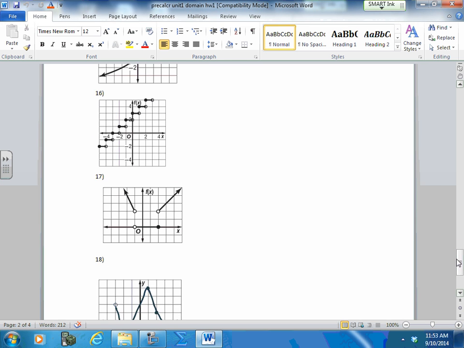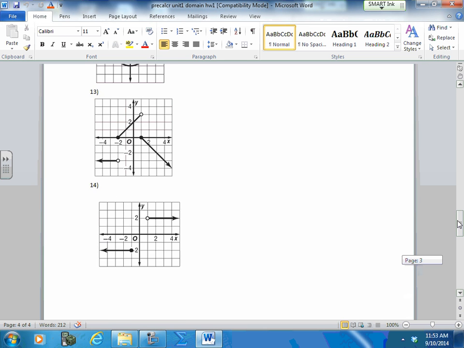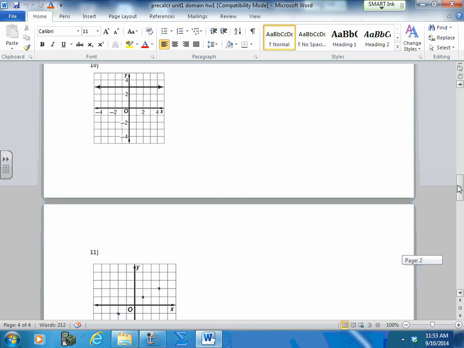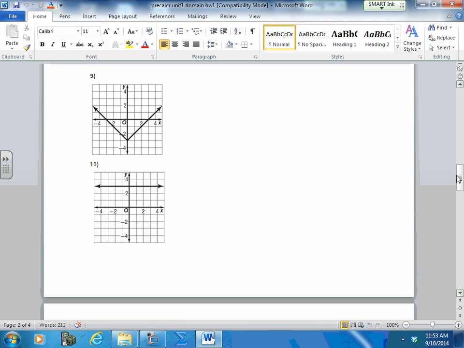Would it be in hard brackets then if it was just 3? We said the y value was 3. Would you put it in brackets? Yeah, you would just go like this. 3. Just 3. 3 is the only one you can use.